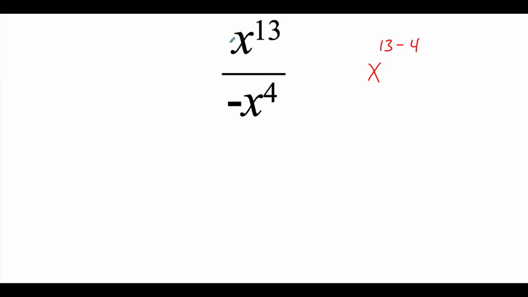On top, the x is positive, but on bottom, the x is negative. So when you take something that's positive divided by something that's negative, we always get a negative answer. Now doing that subtraction with the powers, if we take 13 minus 4, we're going to get negative x to the 9th power as our final answer.